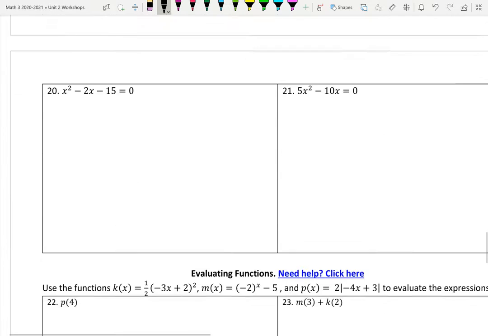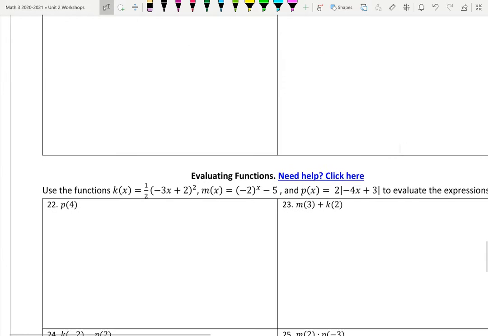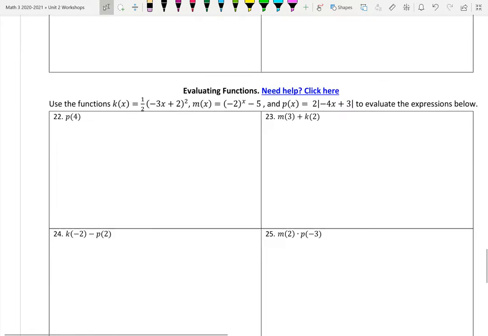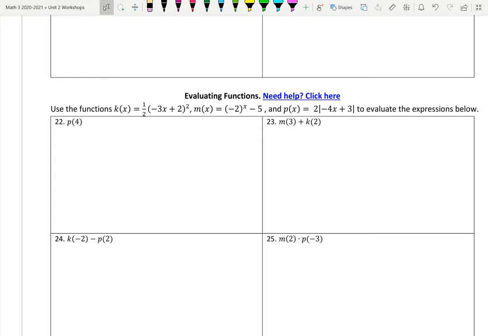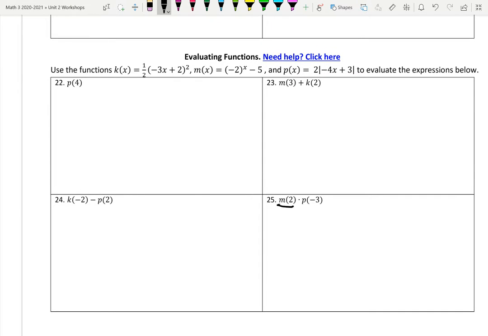Okay, team. So these are the same type of problems. The last thing on the menu is just to make sure you guys can evaluate a function. And I'm going to do one of the more complex ones where basically you have to evaluate two functions and then do something with the answer. Here in 25, it wants you to take the answer of m of 2 and multiply it by the answer of p of negative 3.